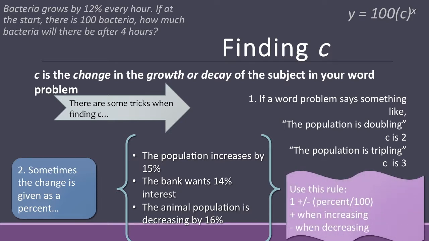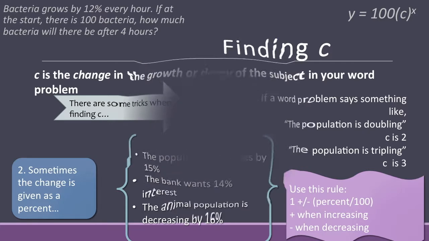When you are given a percent in a word problem, you must use this rule in the corner. You must change your percent by making it 1 plus or minus that percent over 100. We use plus when our function is increasing, so when there's a growth. If it's decreasing, if the population is going down, we use the minus.